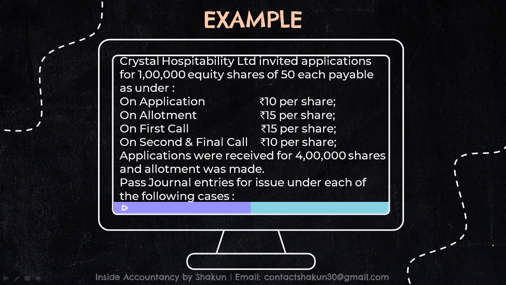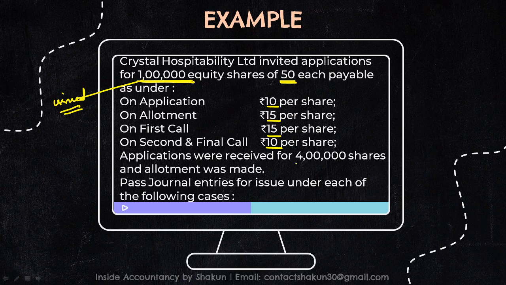So Crystal Hospitality Limited invited applications for 1 lakh equity shares of 50 each, payable as under. First of all, you should understand the total number of shares that have been issued, the different rates that are given, and for how many shares applications are received. That should be crystal clear. So invited applications for 1 lakh shares means 1 lakh is the number of shares issued. Then 50 is the face value. On application we've called 10, on allotment 15, on first call 15, on second and final call 10.